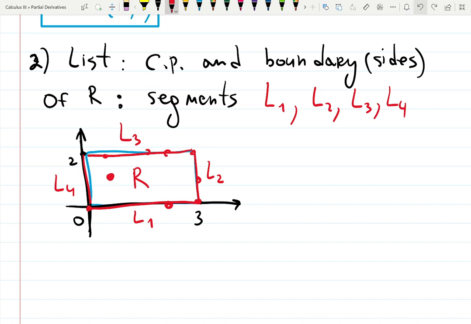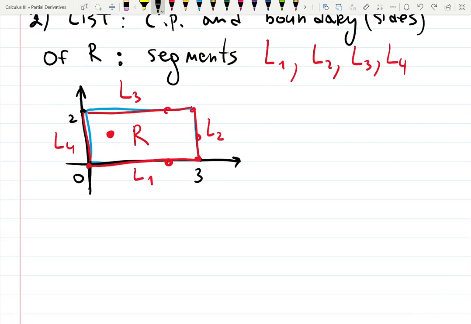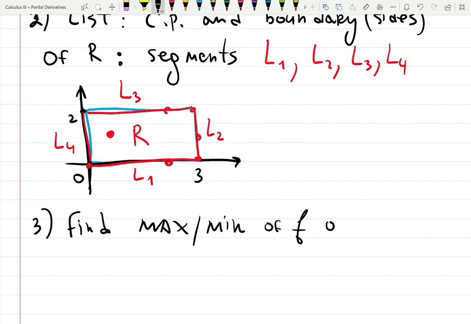Maximum and minimum might be a pit inside of this rectangle in 3D, or it might hit the edge of the rectangle. So we have to check all of them. So that is time consuming. Let's do it. Step 3. Find maximum, minimum of the function on each segment.